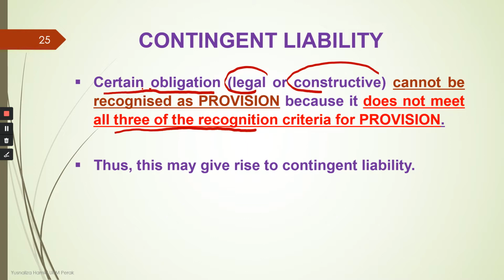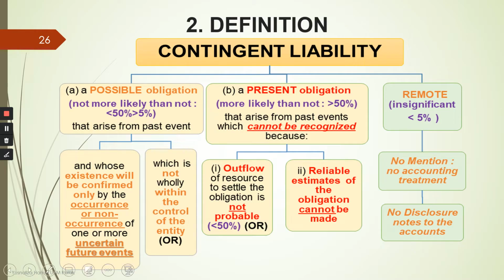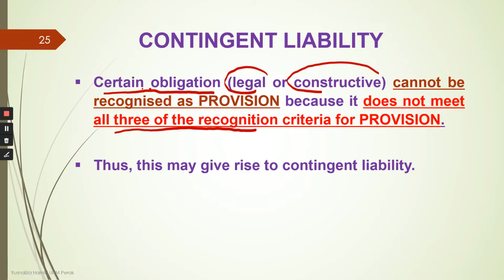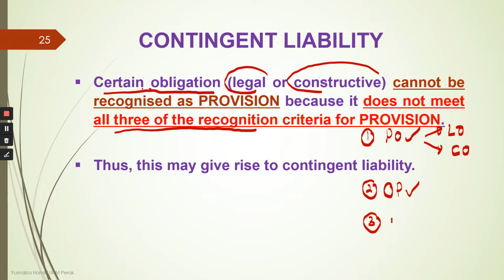So therefore, if you can still recall, the 3 recognition criteria. The first one is present obligation as a result of past event. This must be met before it can be recognized as a provision. And you need to go and check whether there is a legal obligation or a constructive obligation. After that has been met, you need to check whether the outflow of the resources to settle the obligation is probable. So I've used that OP for outflow is probable. And you also need to check if there is a reliable estimate being made for the obligation. So if all these are being fulfilled, you recognize a provision.